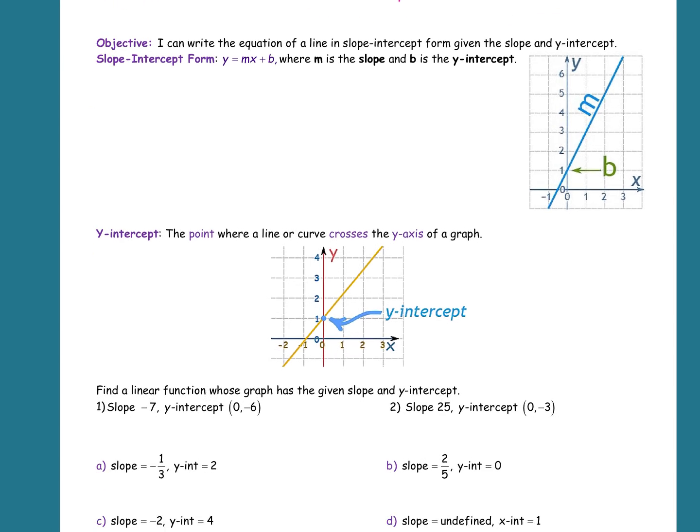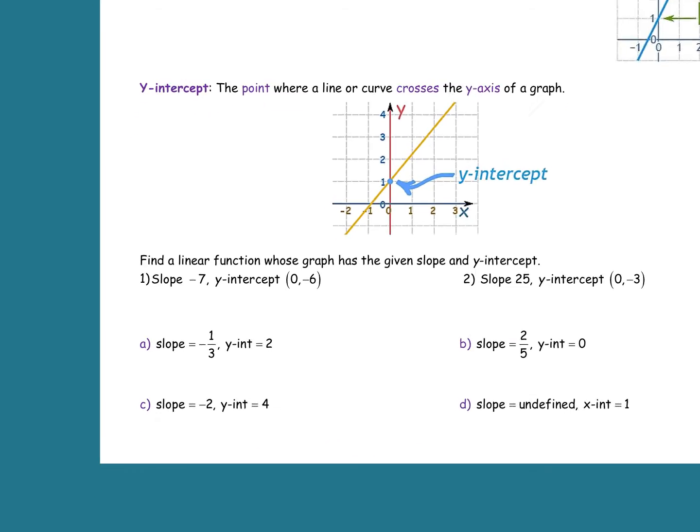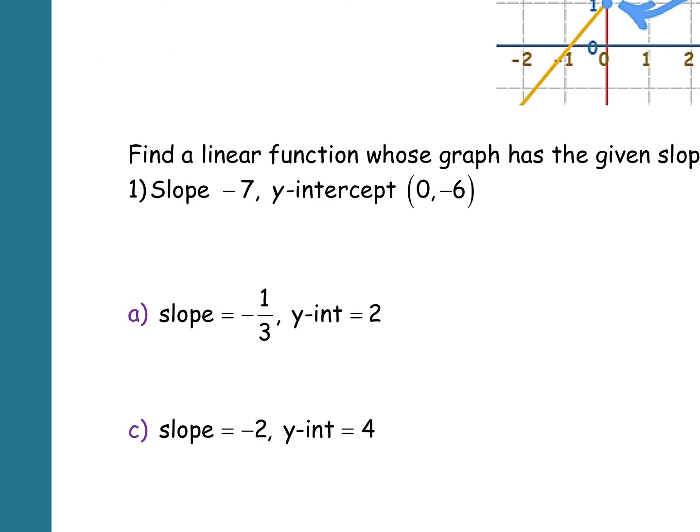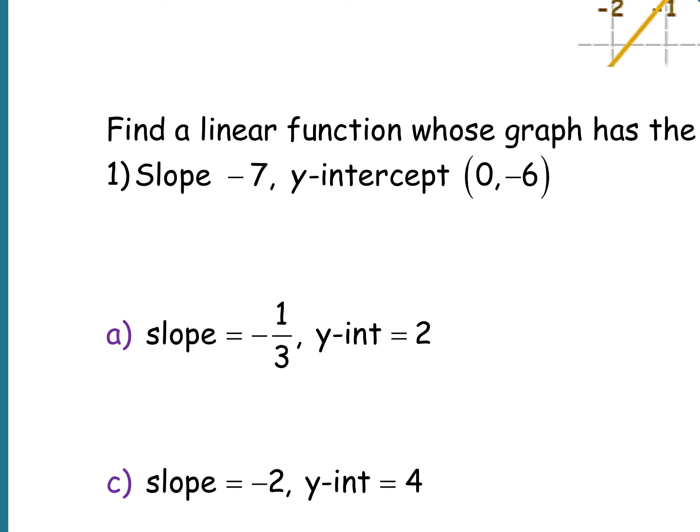Okay. So what do they want us to do? Find a linear function whose graph has the given slope and y-intercept. So I'm going to write an equation in y equals mx plus b. They've given me the slope and the y-intercept, and they just want me to write an equation for it. So what's my y-intercept in number 1? b equals -6 and m equals -7. So my equation is y equals -7x minus 6. Done.